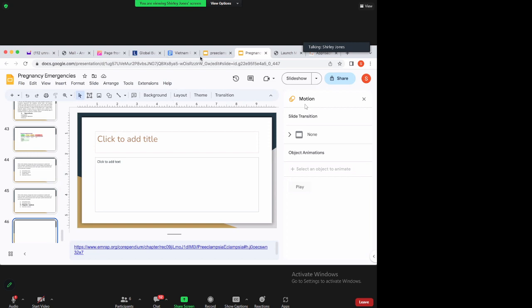Let's see here, how do I stop? Screen sharing. Pause share. Can you see my screen now? I don't know why this is so hard for me to use. Can you all still hear me? Can you hear me? Oh, okay, cool. All right.